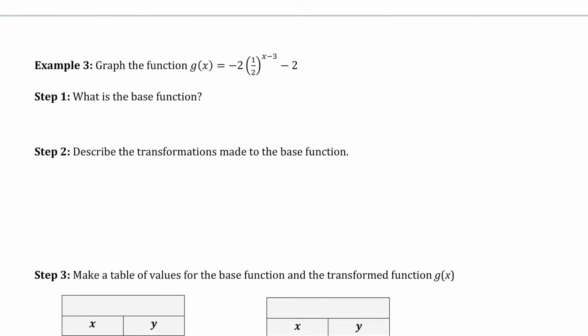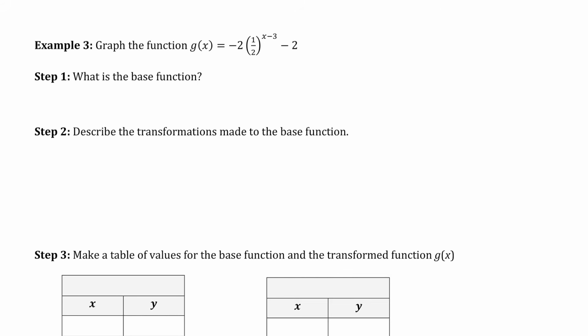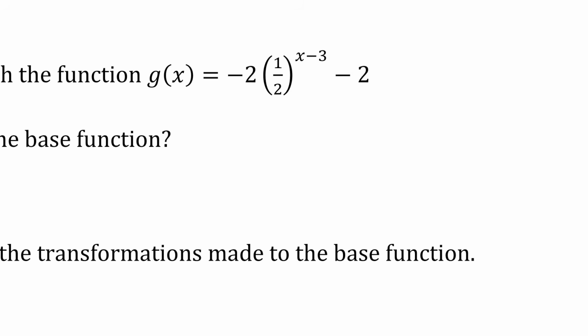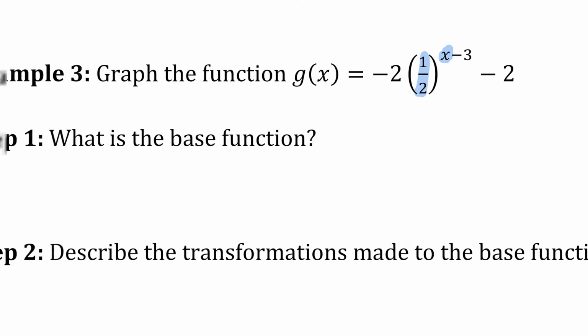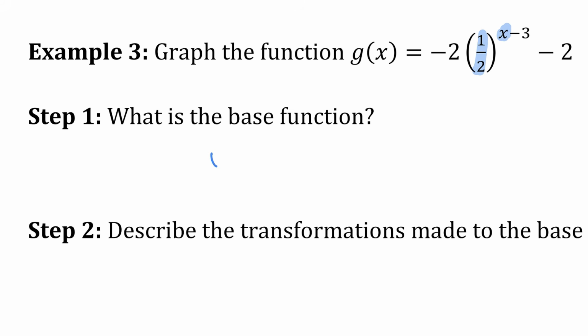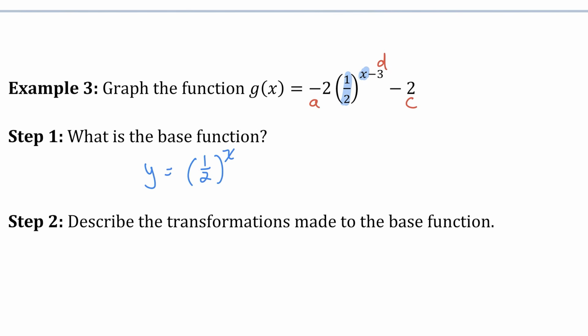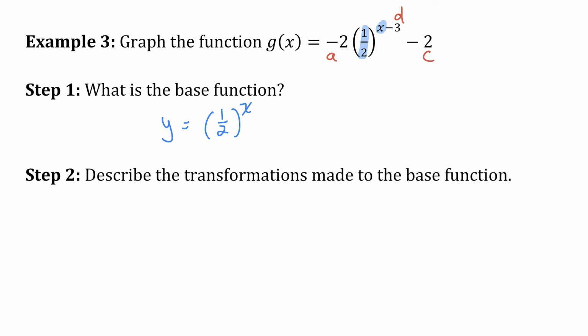All right, let's go ahead and do the last example. This is the one I showed you at the beginning of the lesson. In this example, the function that is being transformed is 1/2 to the power of x. So the base function is 1/2 to the power of x. What transformations are happening to that function? I've got an a value of -2, a d value of 3, and a c value of -2. Let's describe the transformations made to that base function.